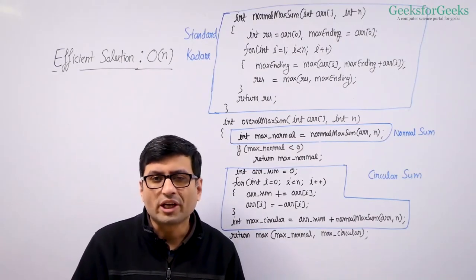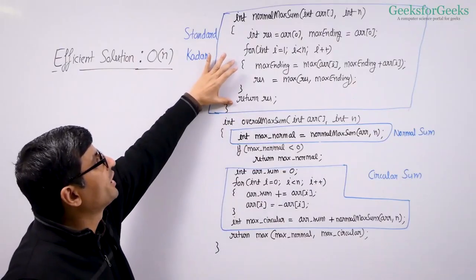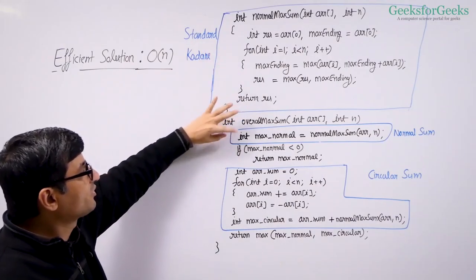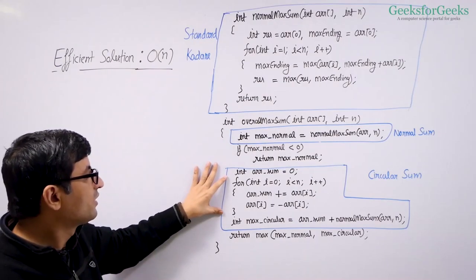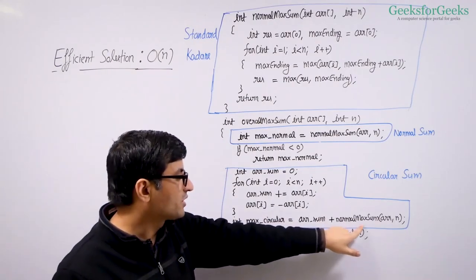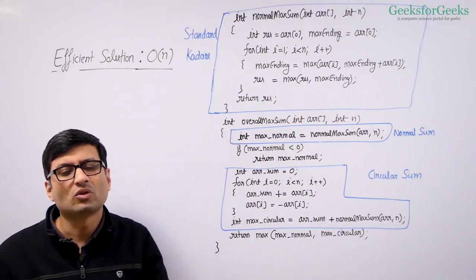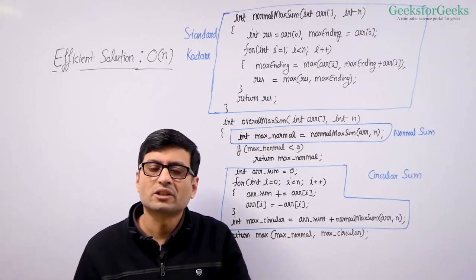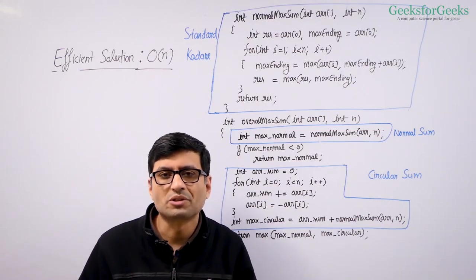Let's now talk about the time complexity of the solution. We are calling a theta n function here first, so that takes theta n time. Then we are again doing theta n work, and then we are again calling a theta n function. So we are doing theta n work 3 times. Overall time complexity is 3 times theta n, which is again theta n. So the time complexity of the solution is theta n.